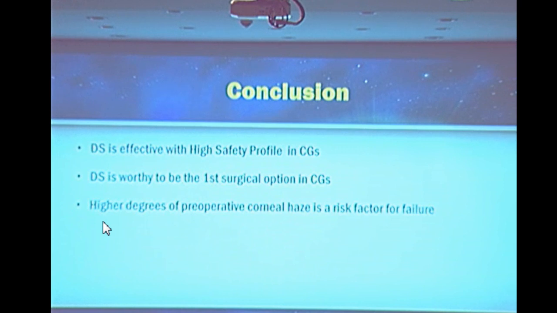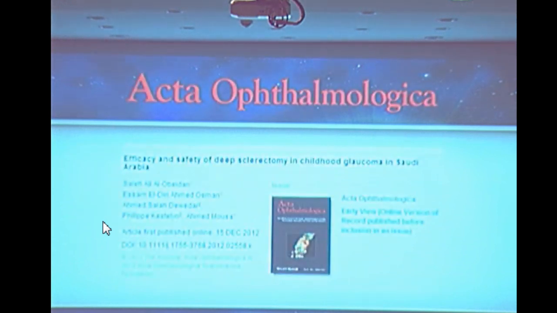We also concluded from that study that a high degree of preoperative corneal haze is a risk factor for failure. If you want to read more, the article was published about 6 years ago. Now, to convince people, you need to compare this procedure to the conventional treatment, which is the combined procedure. So we are now trying to analyze and write up our study, which we started in 2010, comparing in bilateral cases deep sclerotomy versus combined trabeculotomy-trabeculectomy. This will give us the final results on which one we should go with, and I hope it will be published within a short time.